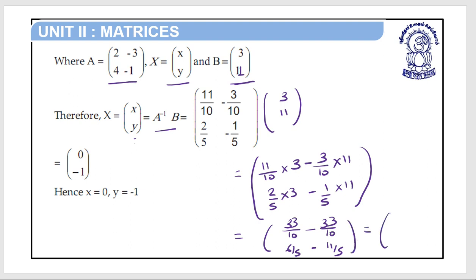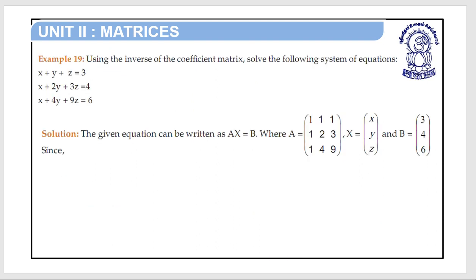33 by 10 minus 33 by 10 is 0. 6 by 5 minus 11 by 5 is minus 5 by 5. So we will get [0, minus 1]. So x is equal to 0 and y is equal to minus 1. The 5s here cancel, so minus 1. So x is equal to 0 and y is equal to minus 1.